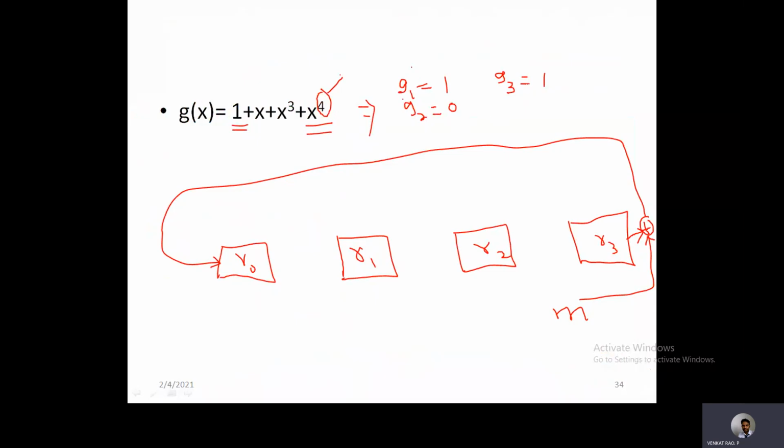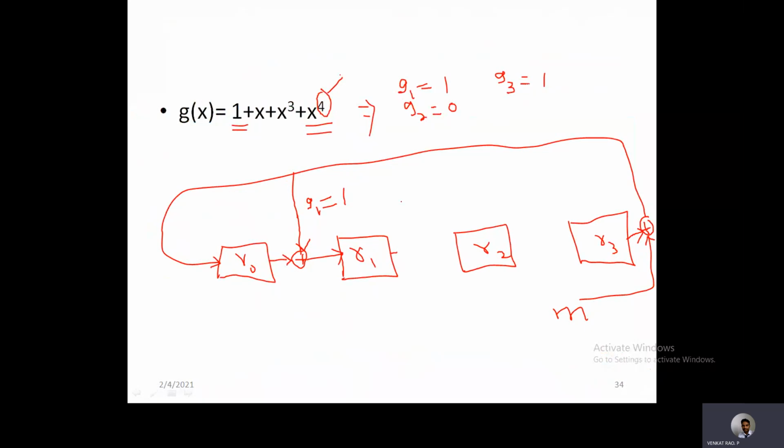If there is a coefficient, there is a first coefficient. Since the first coefficient is identified as C1 equal to 1, there will be a connection from the feedback path. So connect this feedback path, make an XOR operation with the first flip-flop output, and then connect to the next flip-flop.